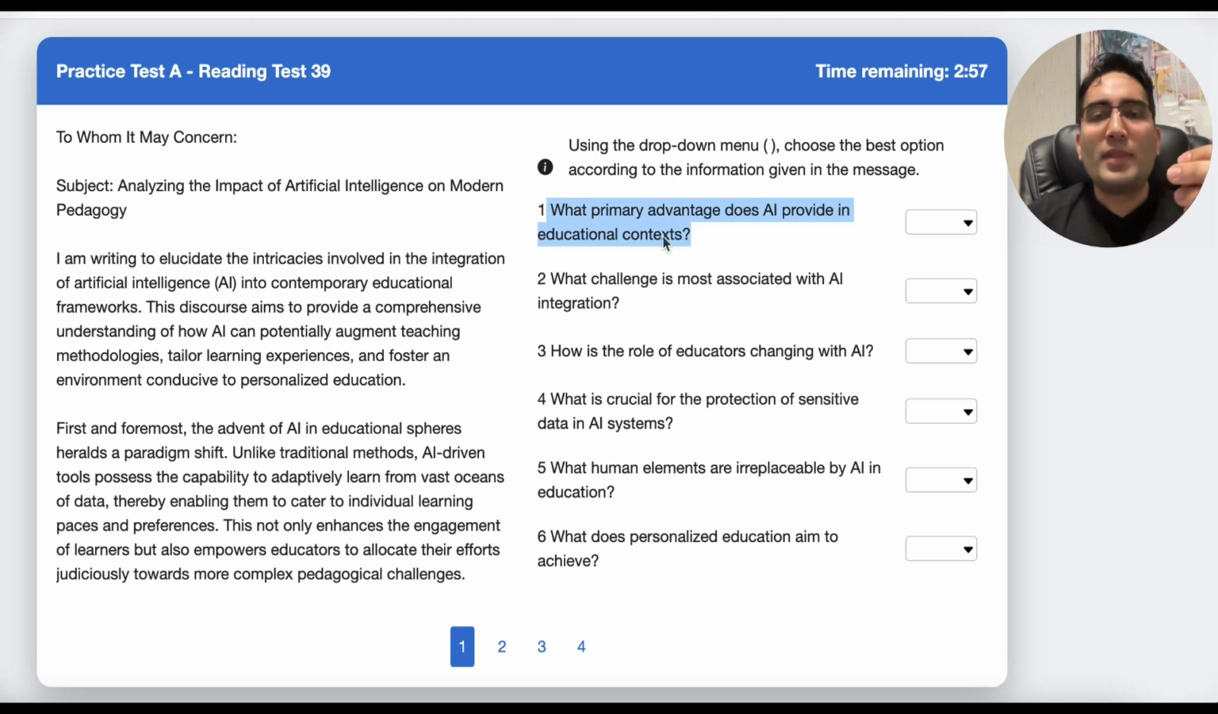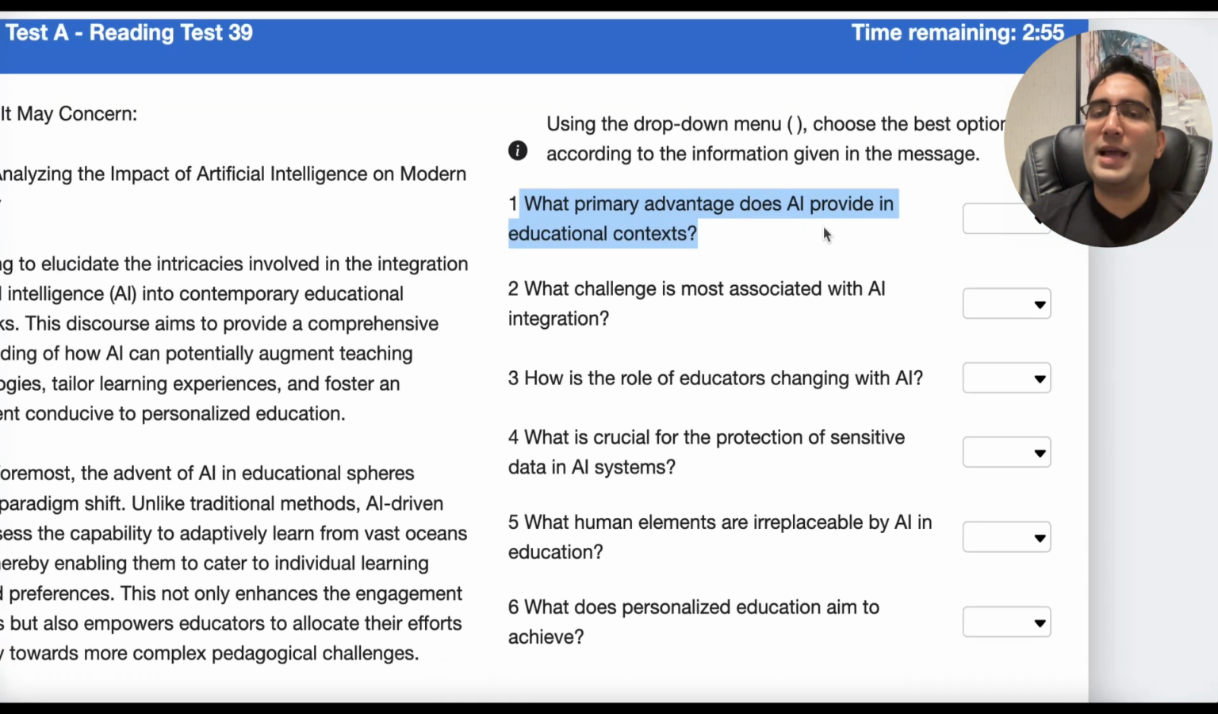Here's what I mean. What primary advantage does AI provide in educational context? The concept here is, what is the benefit? How does AI help in education? How does AI improve learning? Or is there some benefit where if I use AI, I'm gonna get better in education, I'm gonna learn faster? Now that is understanding the concept.